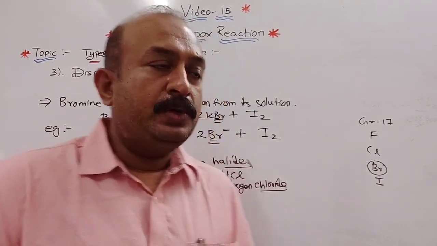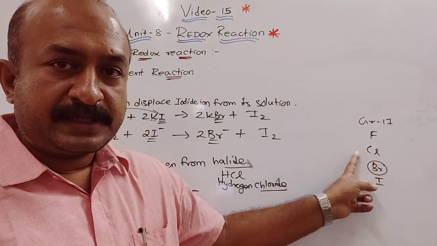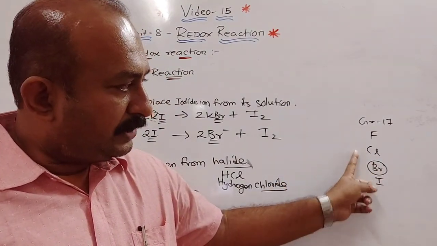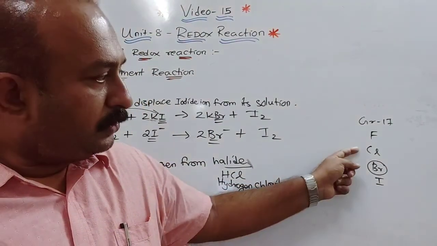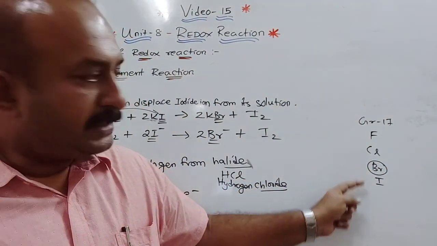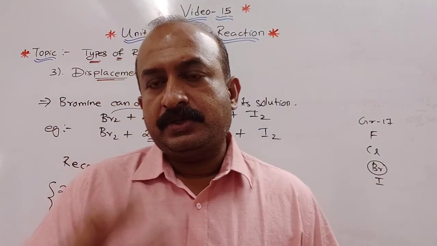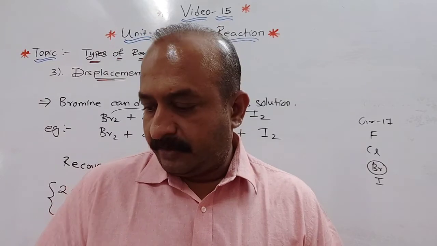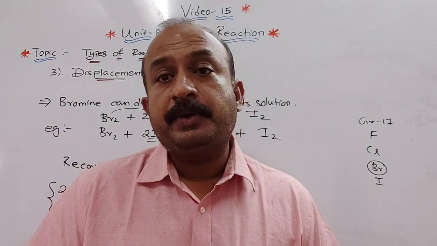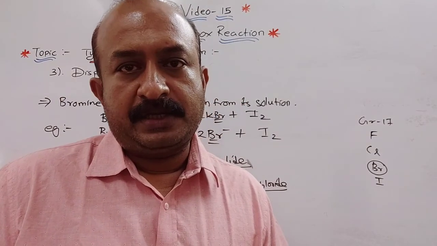Mainly how halogens displace, and who is more reactive. Fluorine is first, then chlorine, bromine and iodine. So fluorine can displace all these three. Chlorine can displace Br minus and I minus, and Br can displace I minus from its solution. So this was all about the reactivity of halogens. Next topic I will be discussing is the disproportionation reaction. This also comes in the topic types of redox reaction.